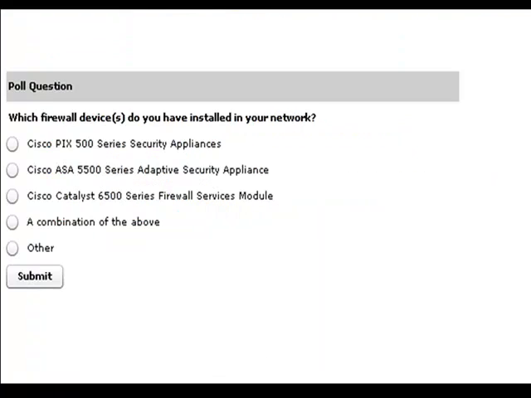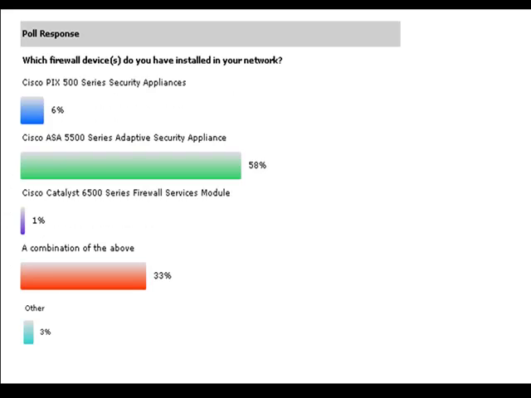Okay, thanks, Corelli. Let's take a break real quick, and let's go to our second polling question. Which firewall devices do you have installed in your network? Cisco PIX 500 series security appliances, Cisco ASA 5500 series adaptive security appliance, Cisco Catalyst 6500 series firewall service module, a combination of the above, or other. Take a minute and submit your response so Corelli can get a better idea of our audience today. Okay, let's take a look at today's results. Excellent. Looks like Cisco ASA 5500 series is the dominant choice by far. Okay, Corelli, let's go back to the presentation.